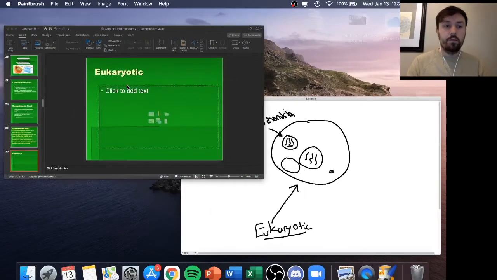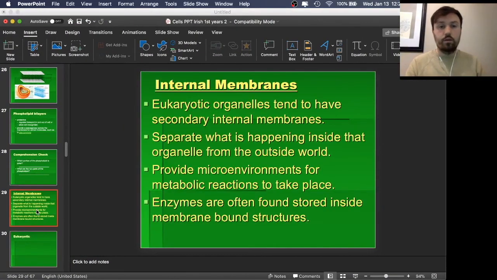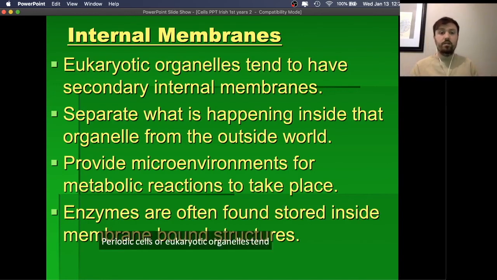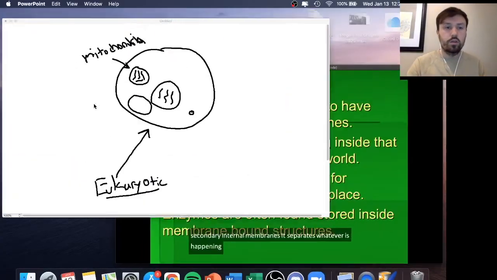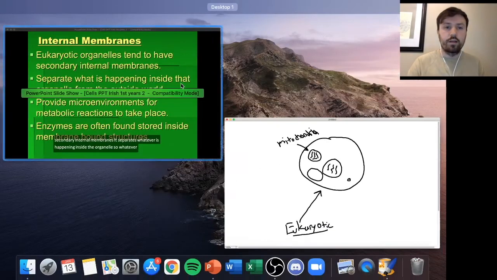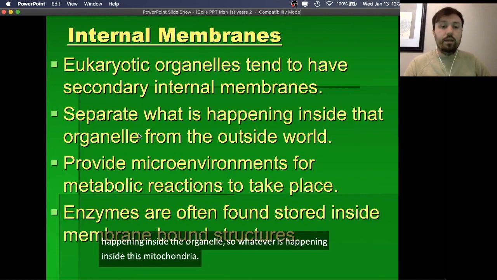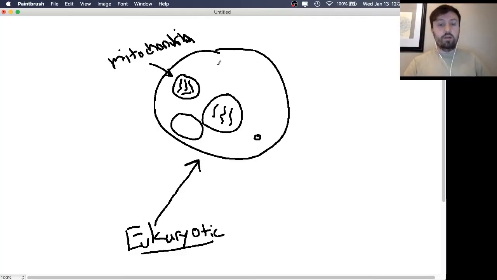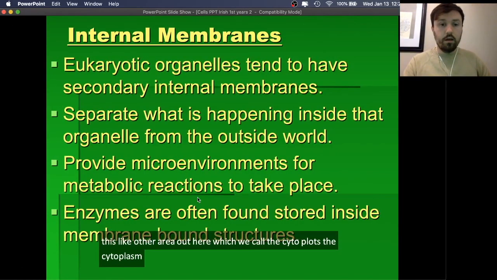Okay, so then back to this. That's what all this page here is saying: eukaryotic cells, or eukaryotic organelles, tend to have secondary internal membranes. It separates whatever's happening inside the organelle. So whatever's happening inside this mitochondria, it separates that from what's happening out in this other area out here, which we call the cytoplasm.